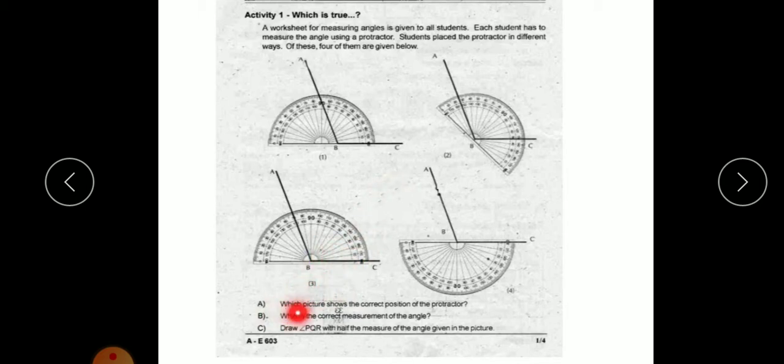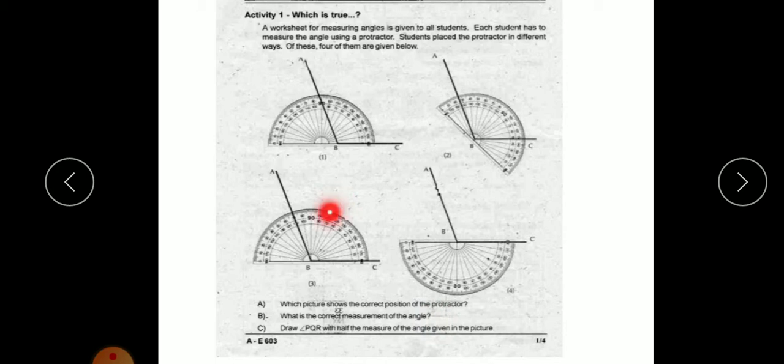What is the correct measurement of the angle? Here you can see this is 90 degree. After 90 it is 100, but here it is 110 degree. So the measure of this angle is how much degree? 110 degree, 110 degree. Draw angle PQR with half the measure of the angle given in the picture.